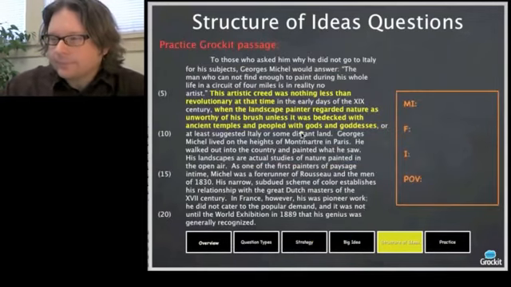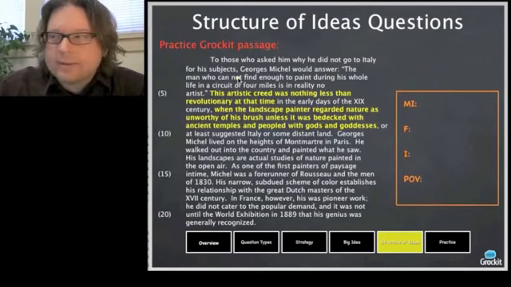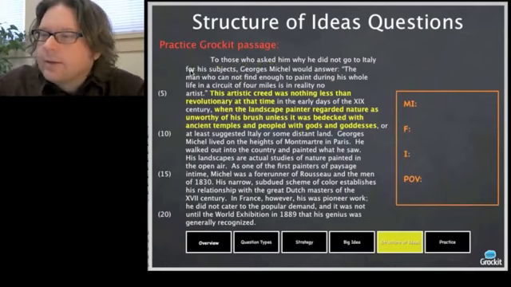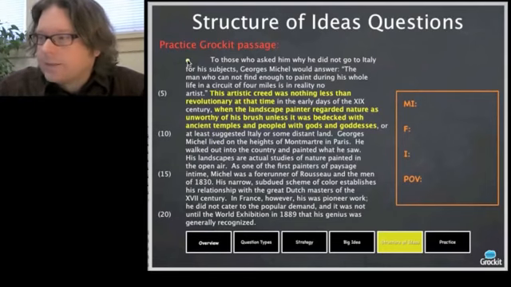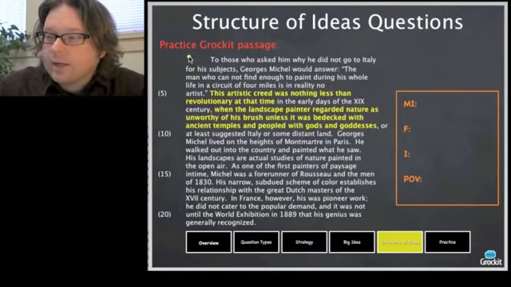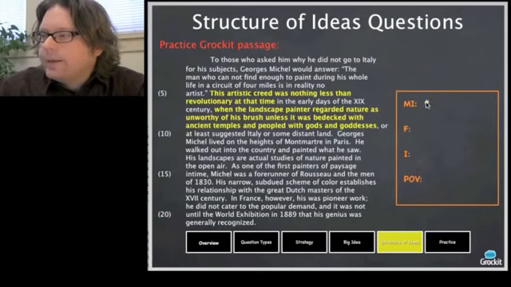All right. So we're going to ignore the highlighting for a second and just treat this passage kind of as it is here. To those who asked him why he did not go to Italy for his subjects, Georges Michel would answer, "The man who cannot find enough to paint during his whole life in a circuit of 4 miles is in reality no artist." This artistic creed was nothing less than revolutionary at that time in the early days of the 19th century, when the landscape painter regarded nature as unworthy of his brush unless it was bedecked with ancient temples and peopled with gods and goddesses.